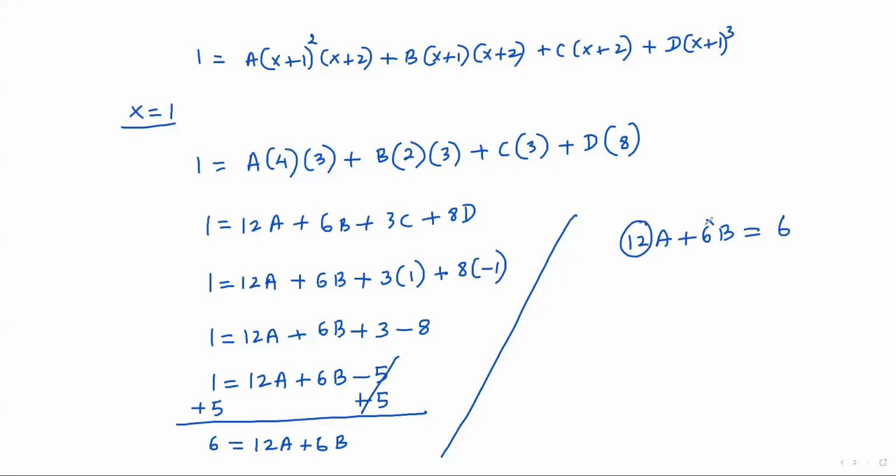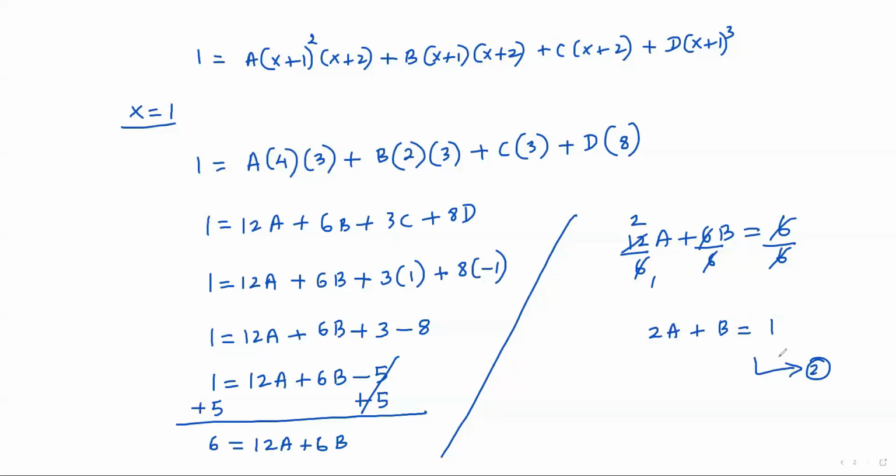When I look at these numbers, all of them are multiples of 6. So I divide the complete equation by 6. 6 goes into 6 one time, 6 goes into 12 two times. I get 2A, the 6 will cancel out, here 6 will cancel out. 2A positive B is equal to 1. So this is equation number 2.